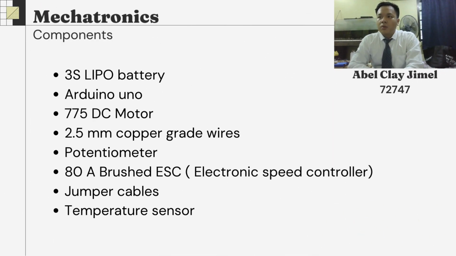So our mechatronic components consist of, firstly, a 3S LiPo battery, Arduino Uno, 775 DC motor, 2.5mm copper grade wires, potentiometer, 80A brushless ESC, electronic speed controller, jumper cables, and lastly, a temperature sensor.